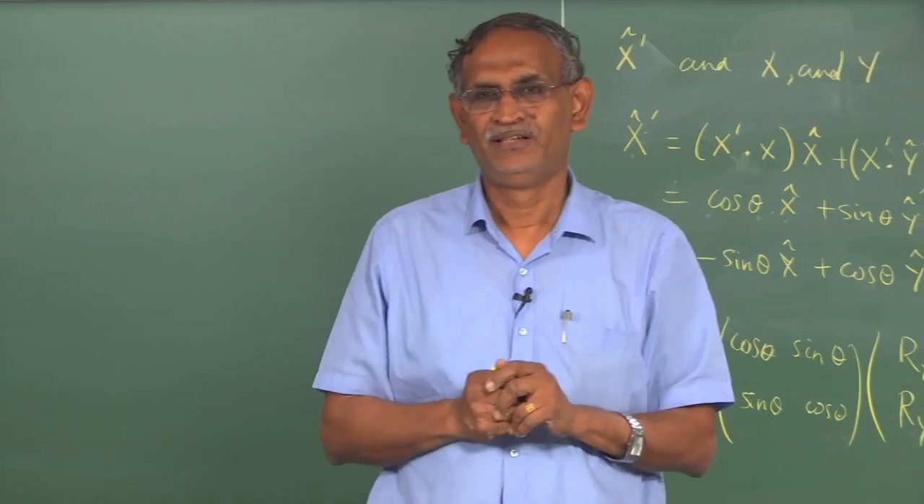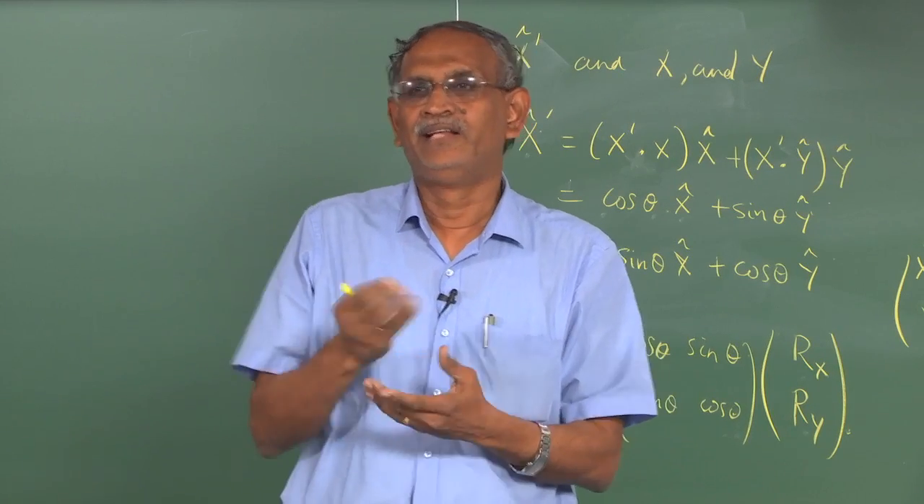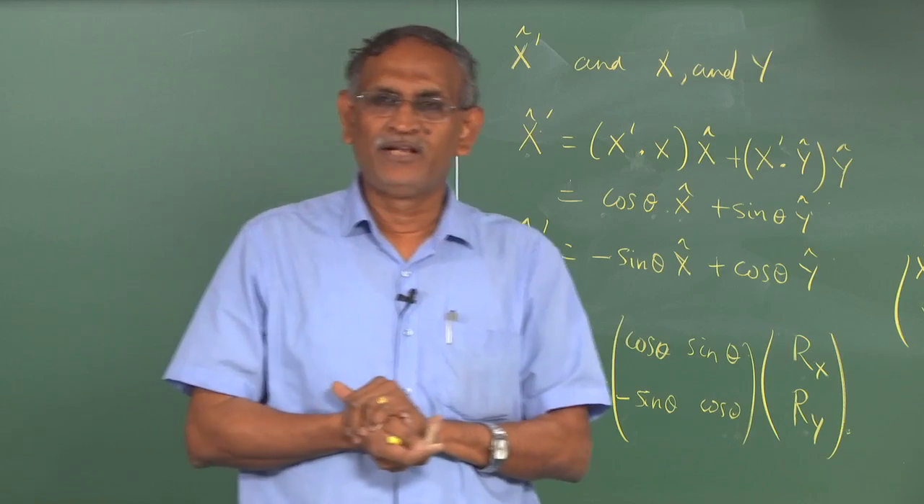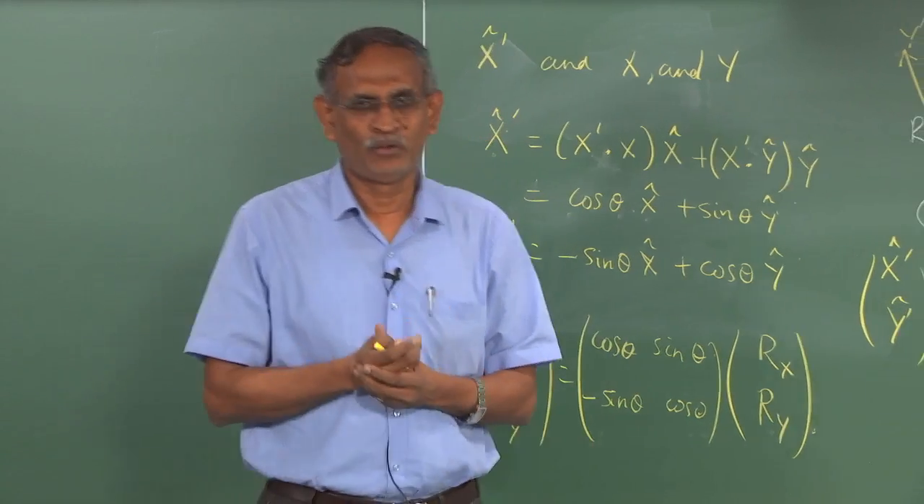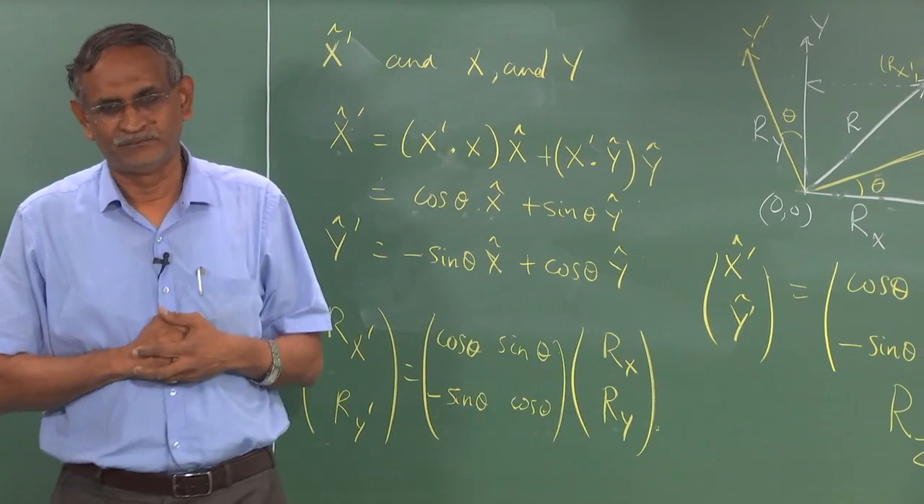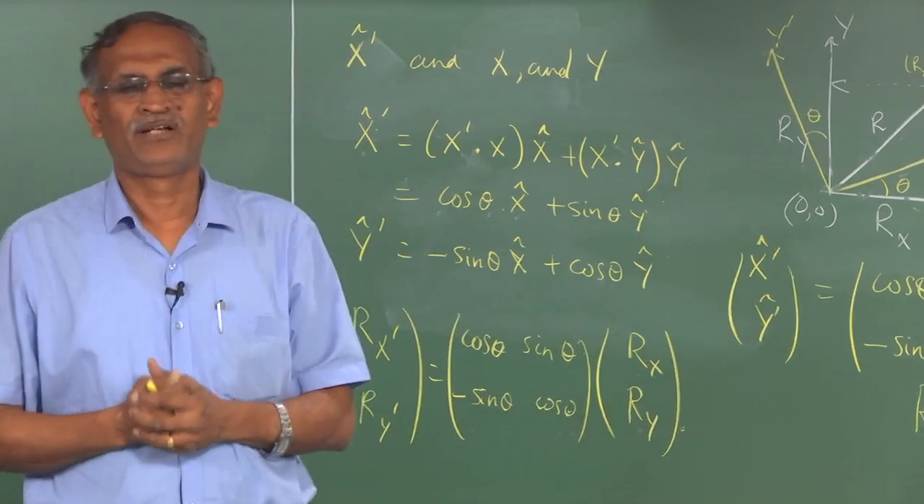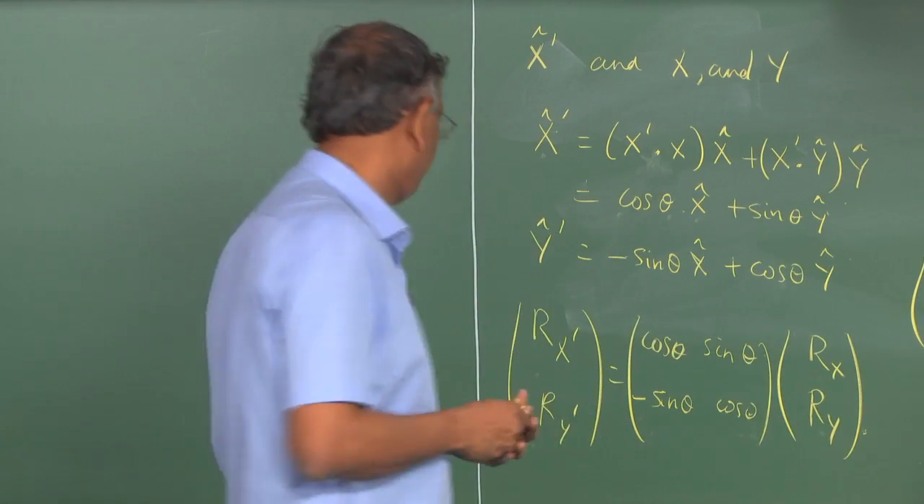This is the definition. In 3 dimensions, you have to add the z axis to it, and what is meant by a rotation in 3 dimensions is slightly more complicated than a rotation in 2 dimensions, because a rotation in 2 dimensions involves only one angle. A rotation in 3 dimensions involves 3 angles, and these are called Euler angles.